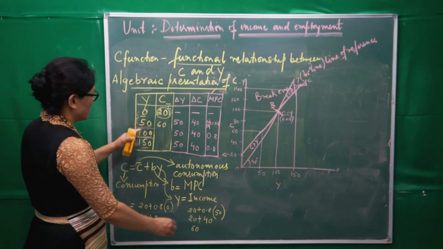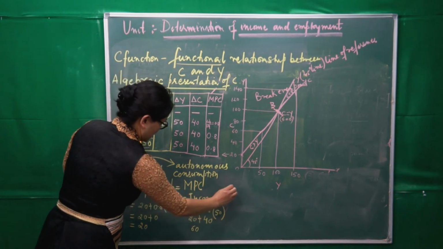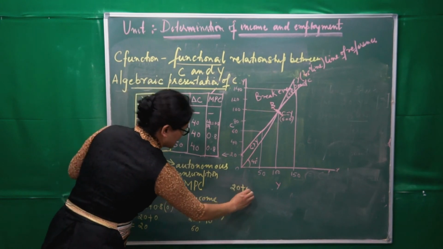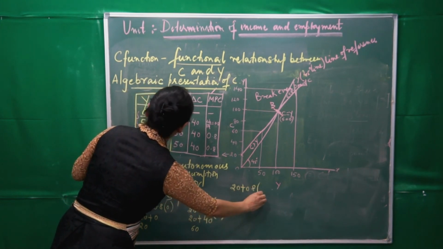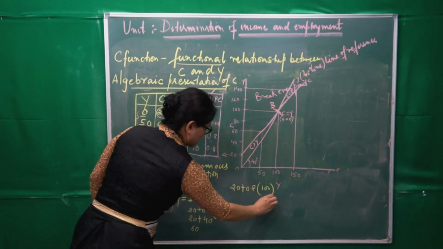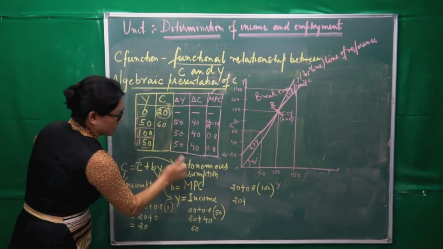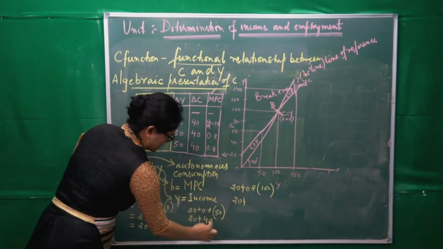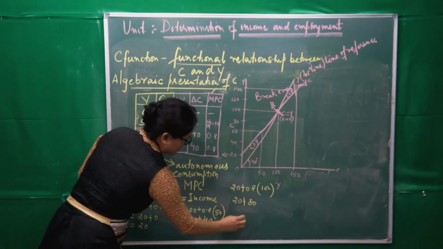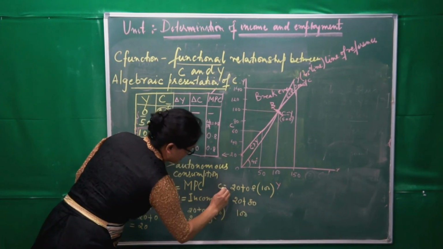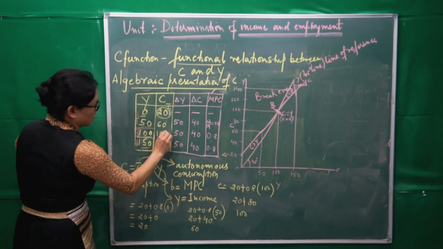Similarly, the next one will be 20 plus, this is autonomous consumption, 0.8 into 100. So 20 plus how much will it come to here? 20 plus 80, right? So 80, 100. So C is how much? 100. So we are getting 100 here.